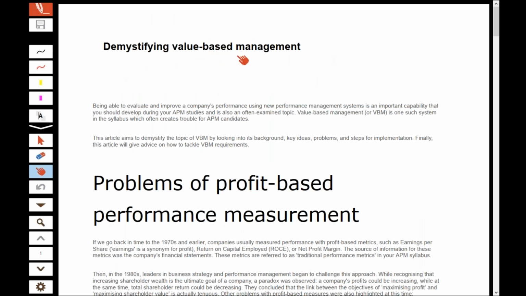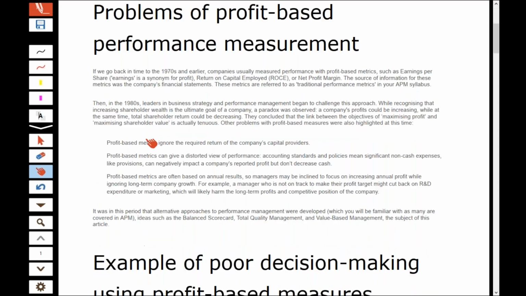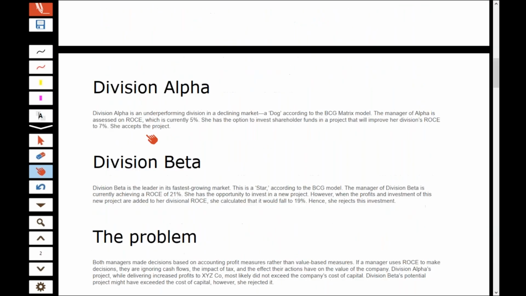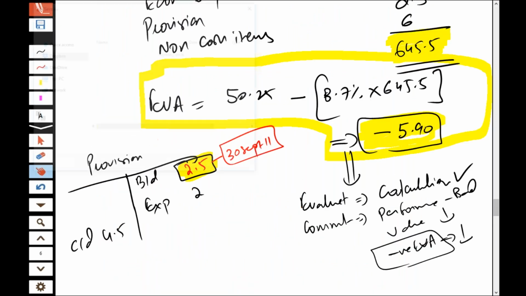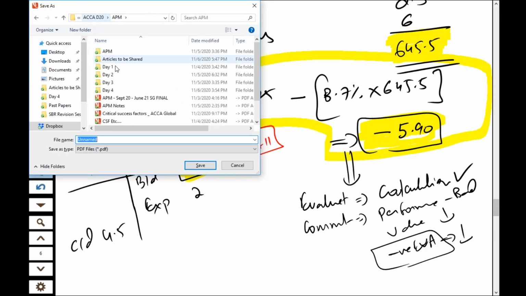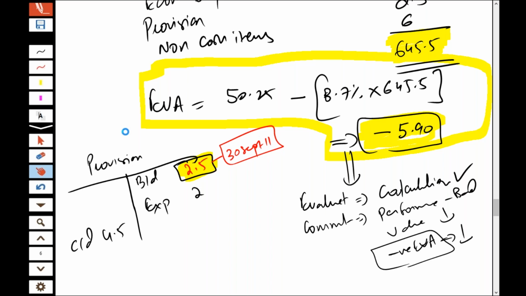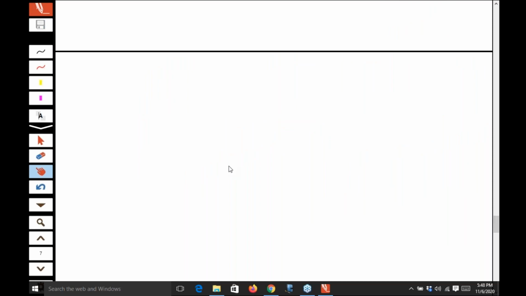And then there is another article which is about value-based management, which I'm going to cover in a while. So don't worry about it. But make sure that you go through it. Now, let's move a bit forward. We have gone through one of the questions on the economic value added. We have talked about the economic value added.